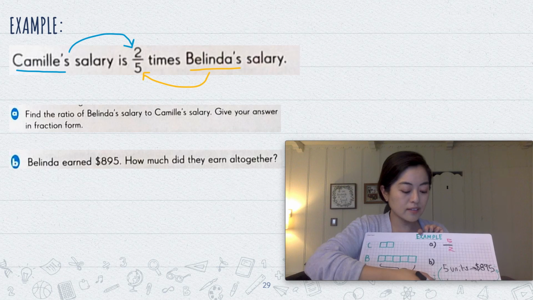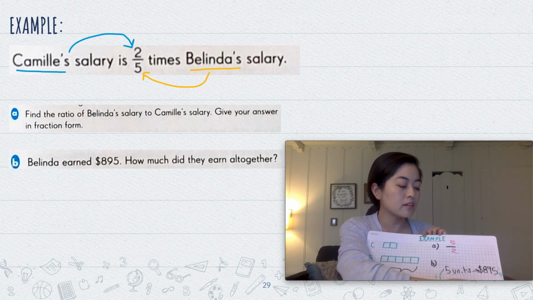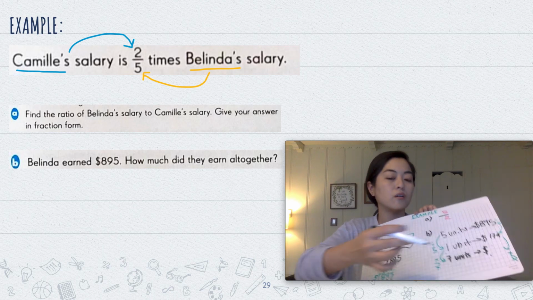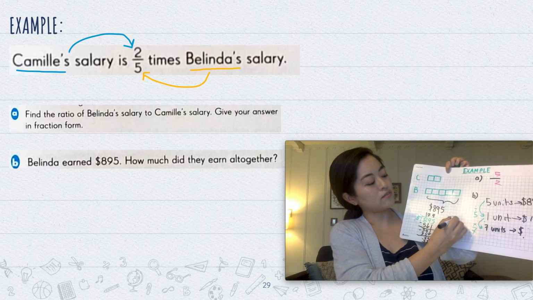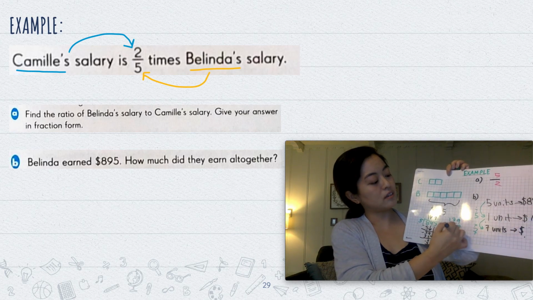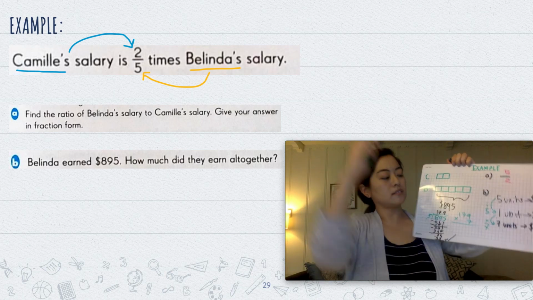From 1 to 7, it got bigger, so I have to multiply it by 7, and I have to do the same thing on the other side. 179 times 7. I'm going to do it over here. So from here, let's see what I get.